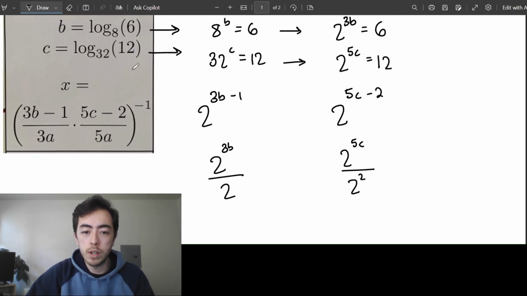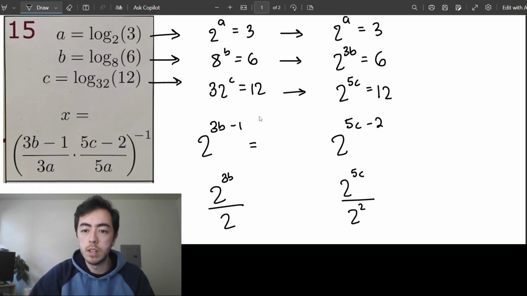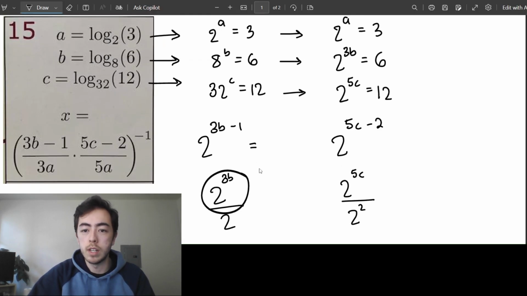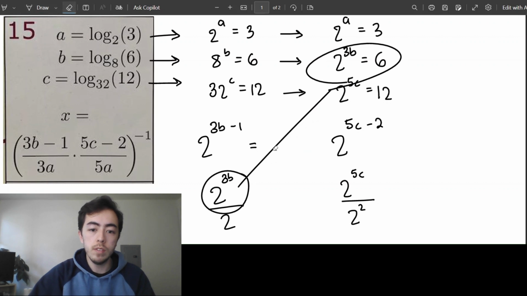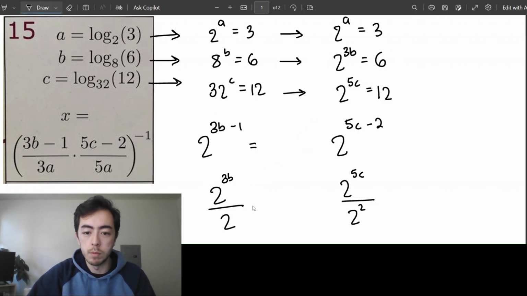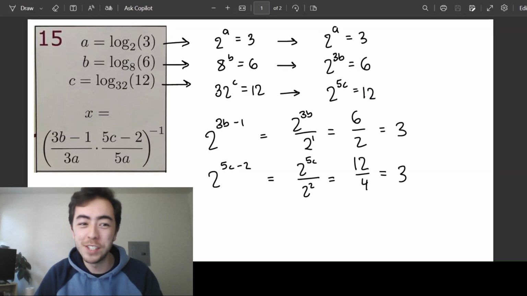And so these expressions here could be, well, let's see, this is just the number 6 from here. So I could say that this is going to be equal to 3, right? That's 6 over 2. And then likewise, this number over here is going to be 12 over 4. So that yet again is another 3. And I just figured it out.